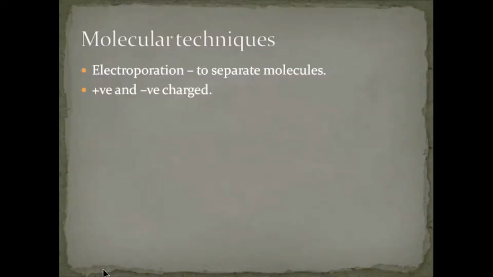Next one, in the second one, on page number 92, you have molecular techniques. These are some of the techniques which we are using to separate molecules like DNA, RNA, and even proteins. Proteins are separately isolated from the DNA or from the tissues. So for that we need some techniques.